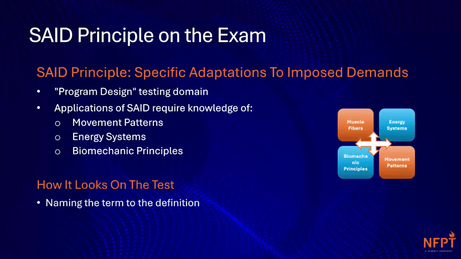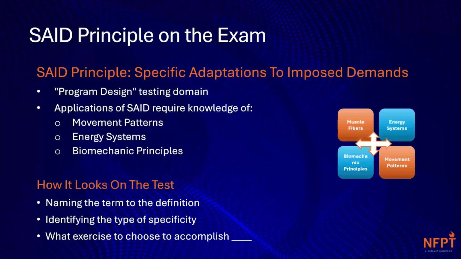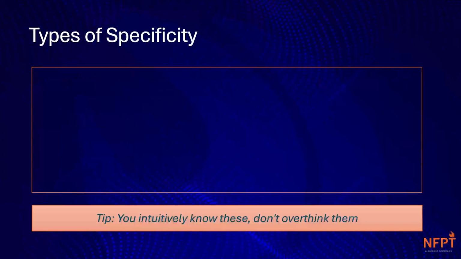So first, it could be very simple. You might just have the definition of the program design principle, and then you just have to label it. So you would say the specificity principle or the SAID principle. But it can get more complex, and that would be where you're asked to identify the type of specificity, which is what we're going to go over today. And then you also might see it when it asks you what exercise to choose to accomplish a fill in the blank client goal type. So there's a little bit to unpack here.